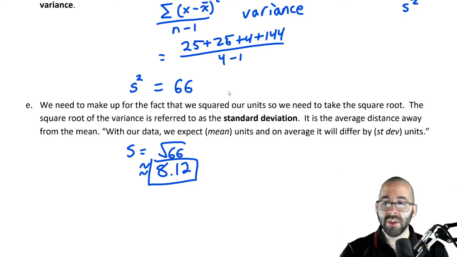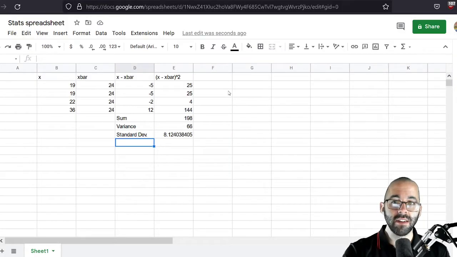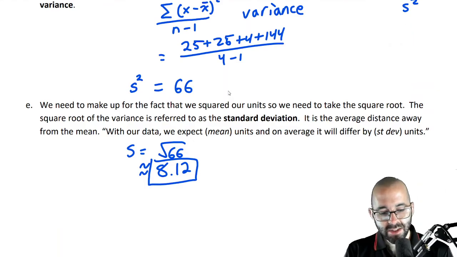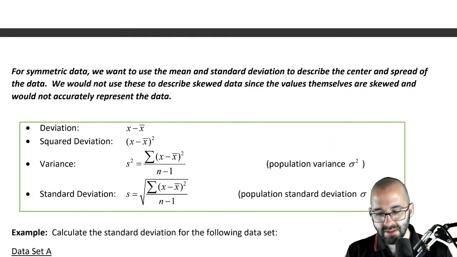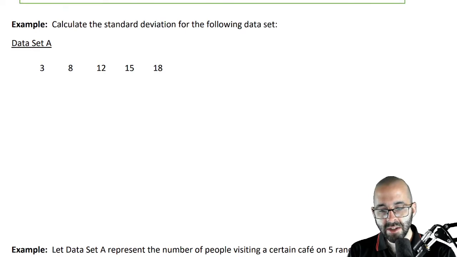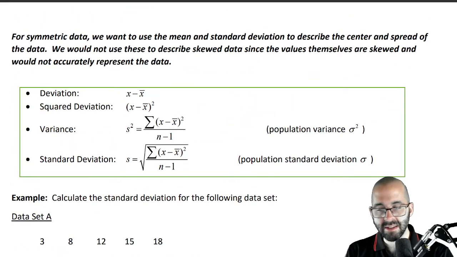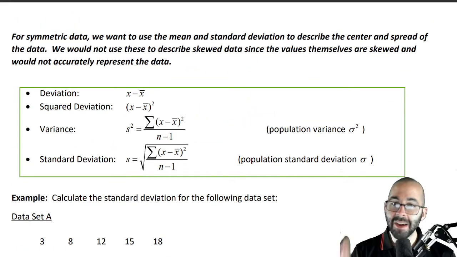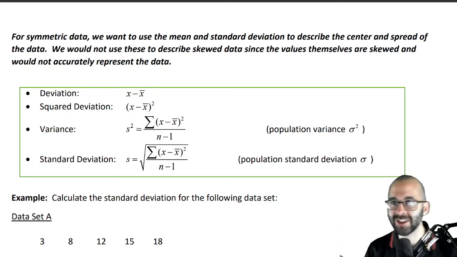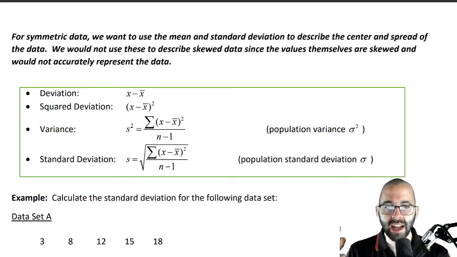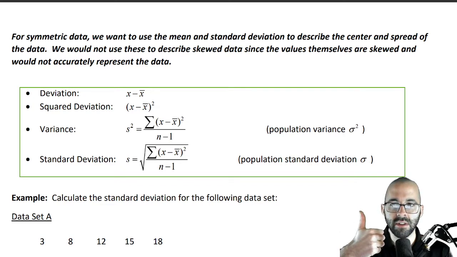So if you have that sheet, I'm going to show you where the real power is with doing something with a spreadsheet or Google Sheets or something like that. And that's when we go to the next example. All right, so I'm going to introduce a couple of things before going to this next example. And then this next example, that spreadsheet's going to really shine. So again, as I said earlier, if we have symmetric data, mean and standard deviation is good.